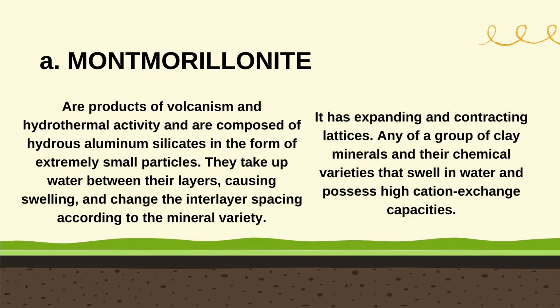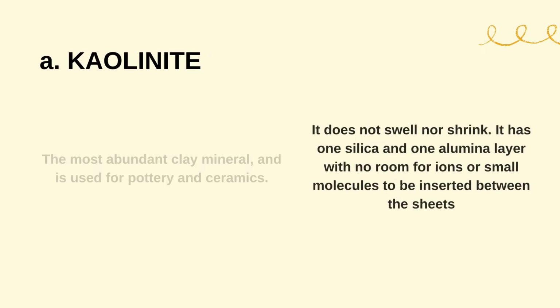These are the products of volcanism and hydrothermal activity and are composed of hydrous aluminum silicates in the form of extremely small particles. They take up water between their layers, causing swelling, and change the interlayer spacing according to their mineral variety. It has expanding and contracting lattices. It is any of a group of clay minerals and their chemical varieties that swell in water and possess high cation exchange capacities. The next type is called kaolinite.